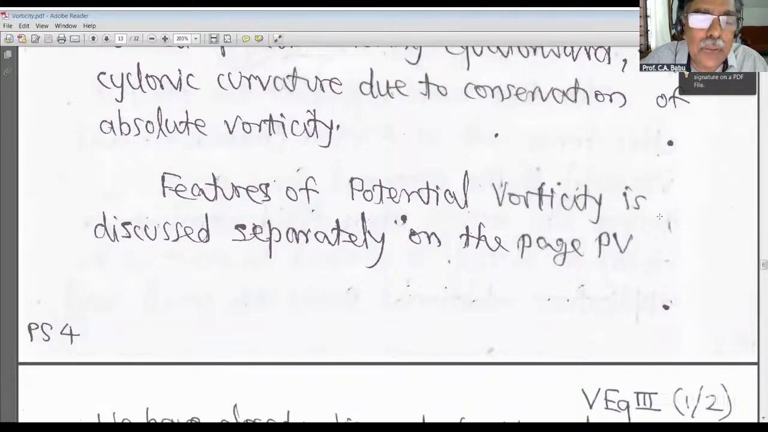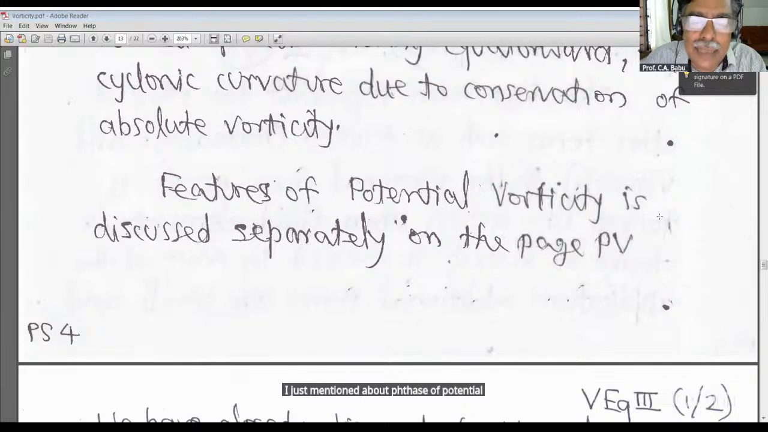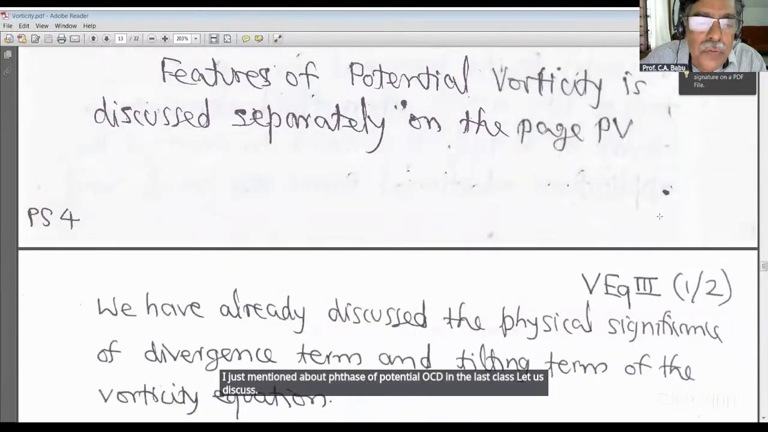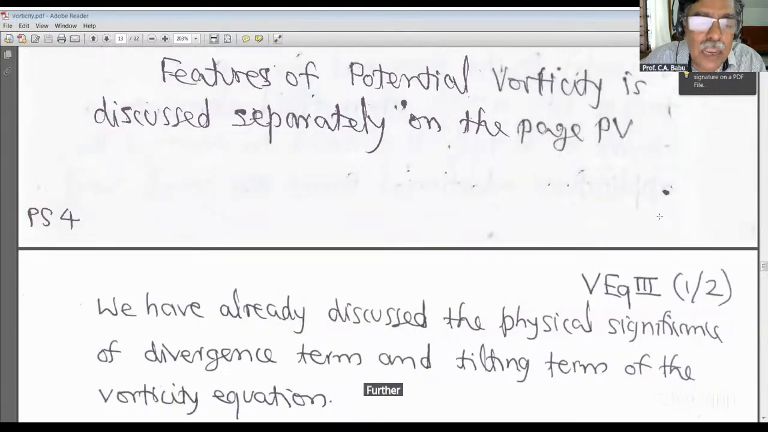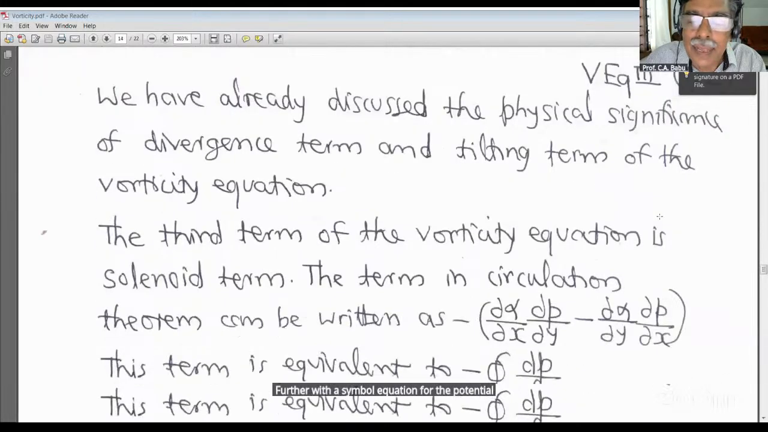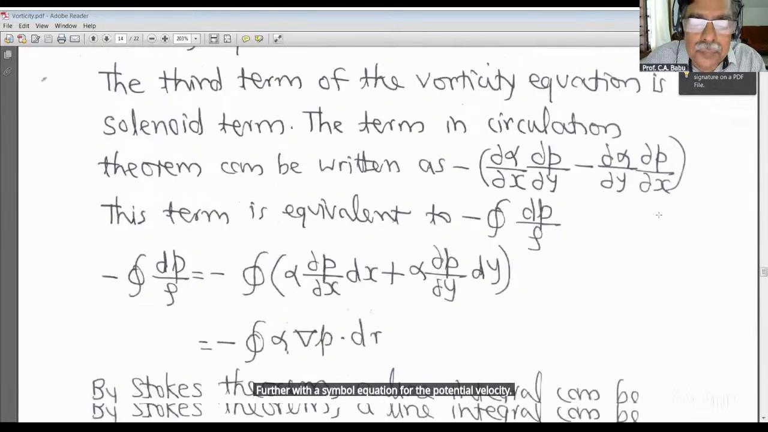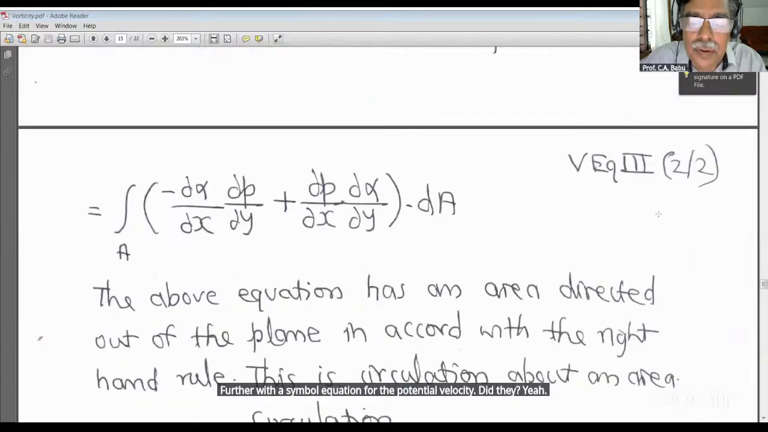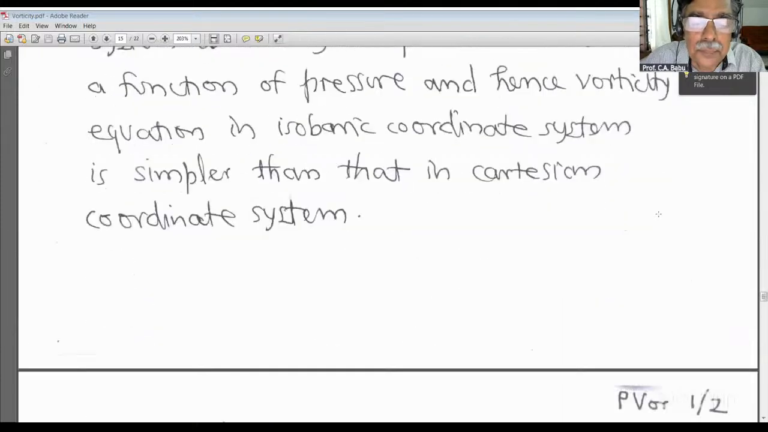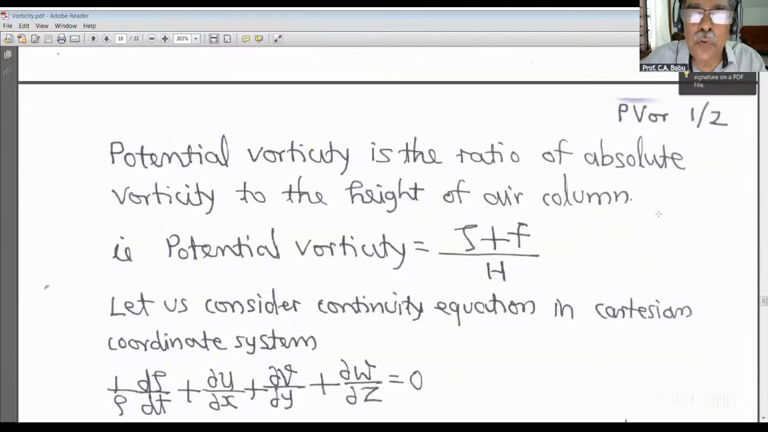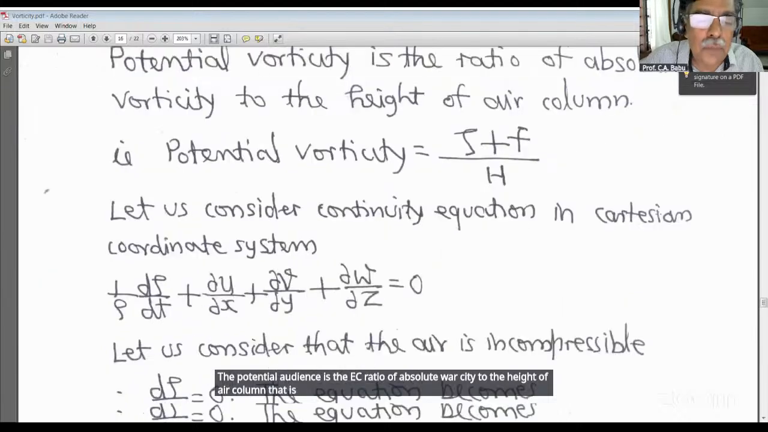I just mentioned the features of potential vorticity in the last class. Let us discuss it further with a simple equation for the potential vorticity. The potential vorticity is the ratio of absolute vorticity to the height of the air column, that is, (theta plus f) divided by h.